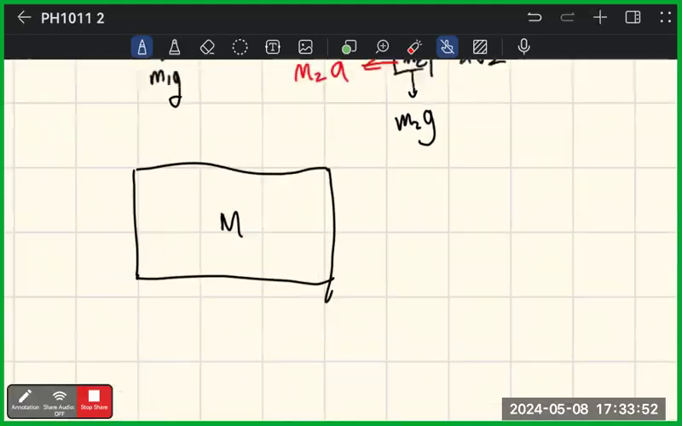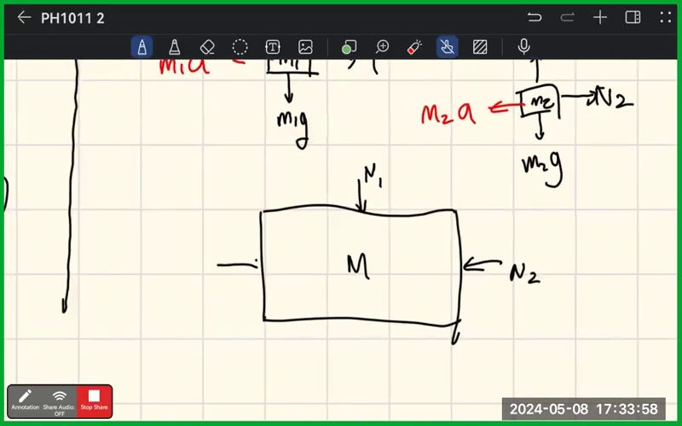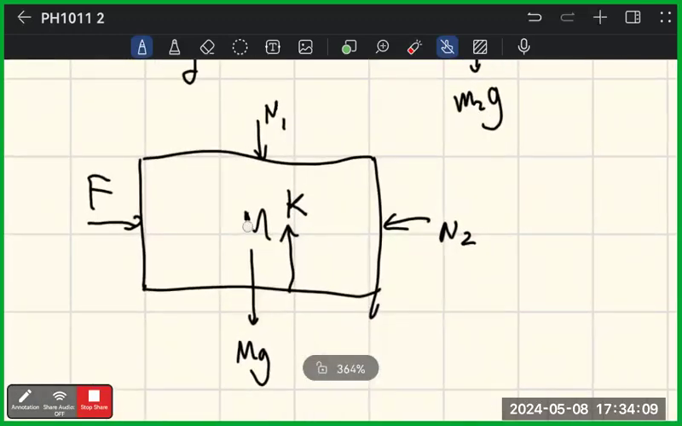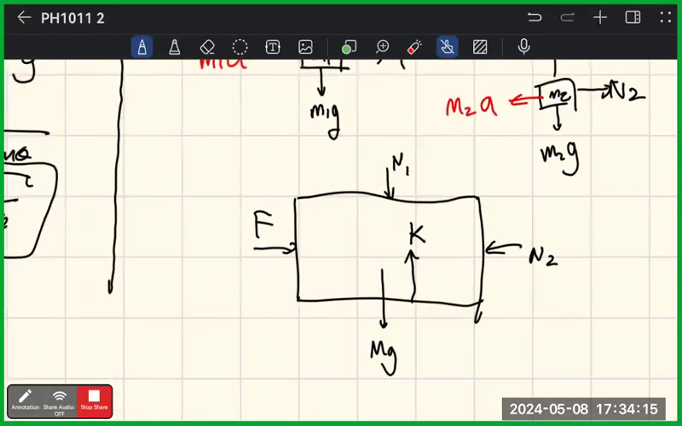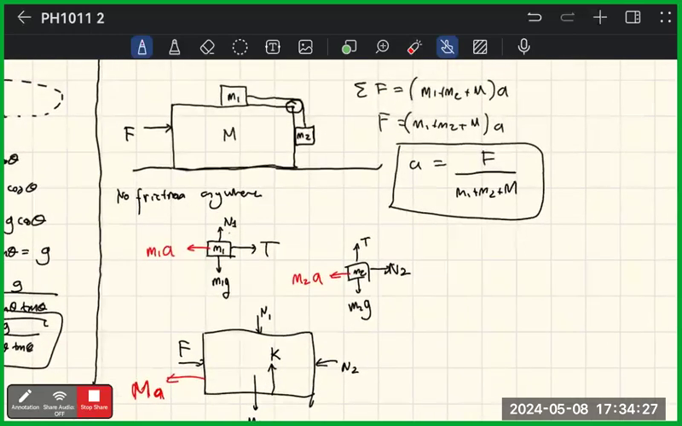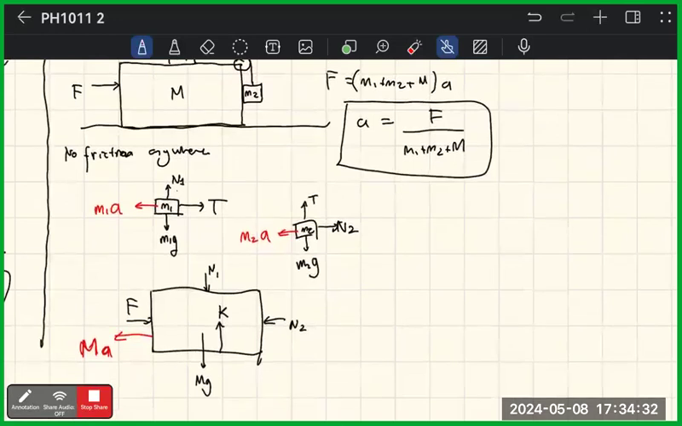So big M experiences N1 from here, N2 from here, F from here, and Mg, and we have another normal force from the ground, let's say K. I don't know why I wrote K, it doesn't matter actually. And as I said, we can also write it as fictitious force Ma. There's nothing wrong with this because we're seeing it from the perspective of fictitious force. We will just say that sigma F is 0 everywhere.